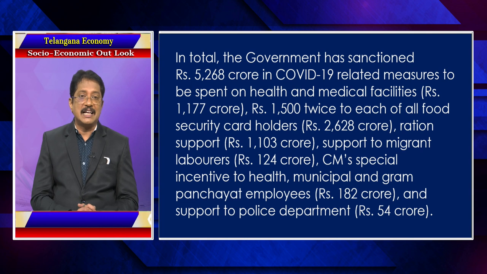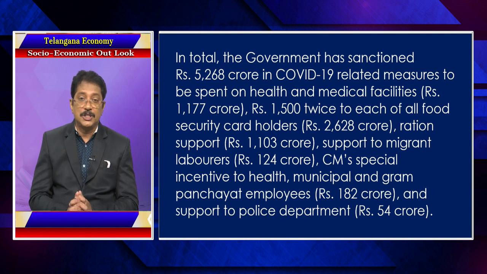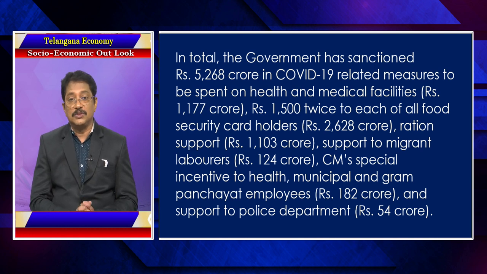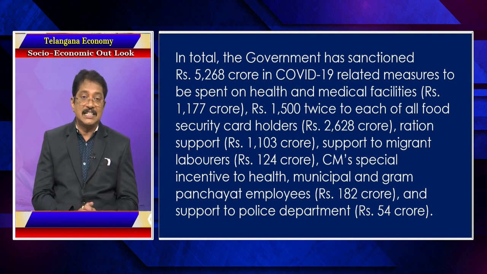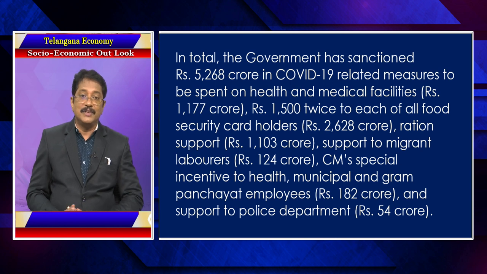In total, the government has sanctioned 5,268 crores in COVID-19 related measures to be spent on the health and medical facilities: 1,177 crores for medical facilities, 1,500 rupees twice to each of the food security card holders, which is 2,628 crores, ration support 1,103 crores, support to the migrant labor 124 crores, a CM special incentive to health, municipal and gram panchayat employees 182 crores, and support of police department 54 crores. This is the expenditure incurred by the government in various sectors.